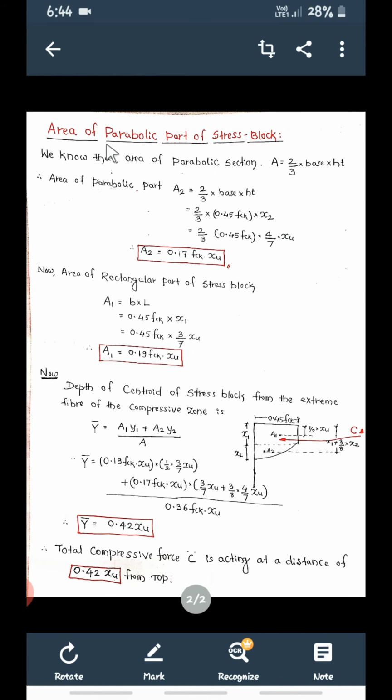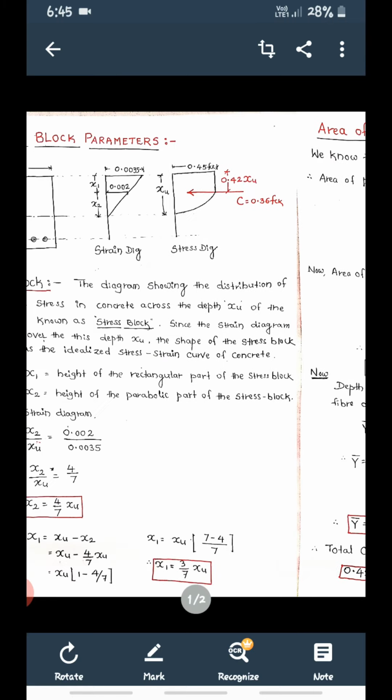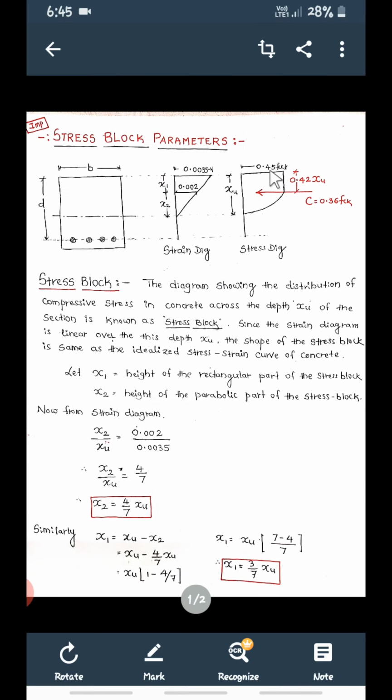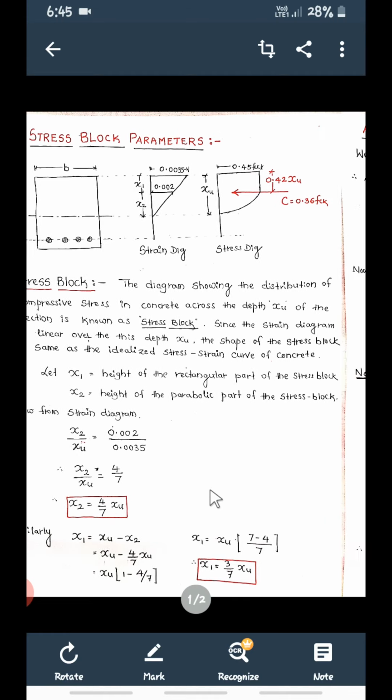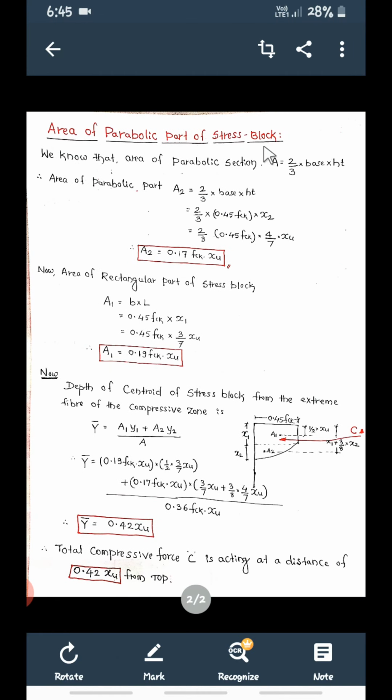Now see, first we'll find out the area of the parabolic part of this stress block. This complete stress block, can you see the parabolic part? It can be divided into this rectangle and this parabolic part. The height of the rectangle is x1, the height of the parabolic part is x2, and the x1 and x2 values are these two. Now we can find the area of the stress block.